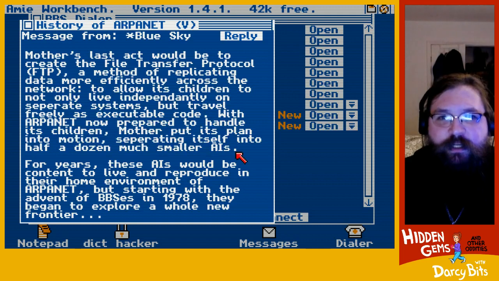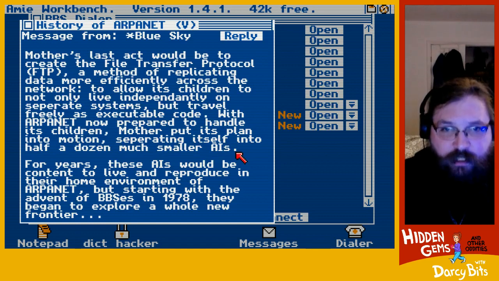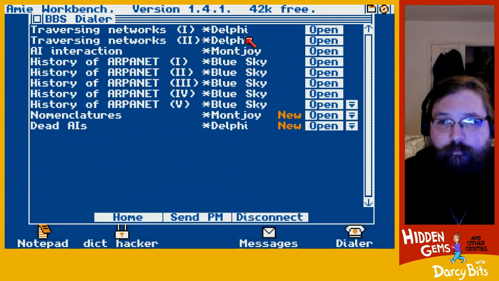Mother's last act would be to create the File Transfer Protocol, FTP, a method of replicating data more efficiently across the network, to allow its children to not only live independently on separate systems, but travel freely as executable code. With ARPANET now prepared to handle its children, Mother put its plan into motion, separating itself into half a dozen much smaller AIs. For years, these AIs would be content to live and reproduce in their home environment of ARPANET. But starting with the advent of BBSs in 1978, they began to explore a whole new frontier.